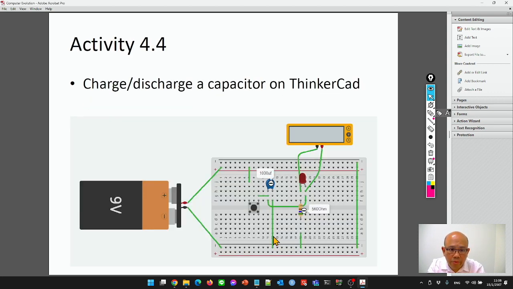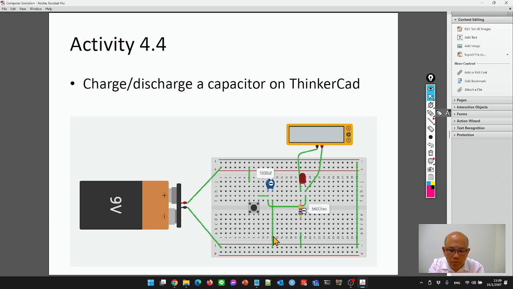Okay, now we will do this activity 4.4. In this activity you make the circuit in Tinkercad to simulate charge and discharge. I don't have time to build the circuit, but I built this circuit and I will review it and record another video. But you can build this circuit and tell me what the problem is in the class.